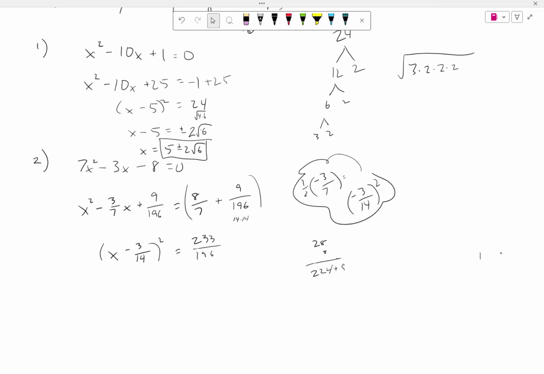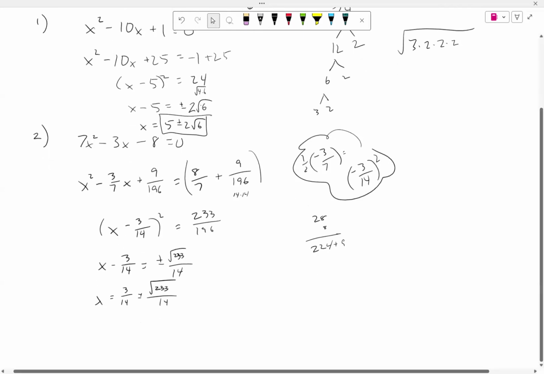The rest should be fairly straightforward. Take the square root of both sides now that we have that perfect square on the left. X minus 3/14 equals, do you know what the square root of this is? Plus or minus, I don't know what the square root of 233 is, but I know the square root of 196 is 14. Did you get this far? If you got this far, I hope you got the next one. X is equal to 3/14 plus or minus square root of 233/14. Are we done with this problem?